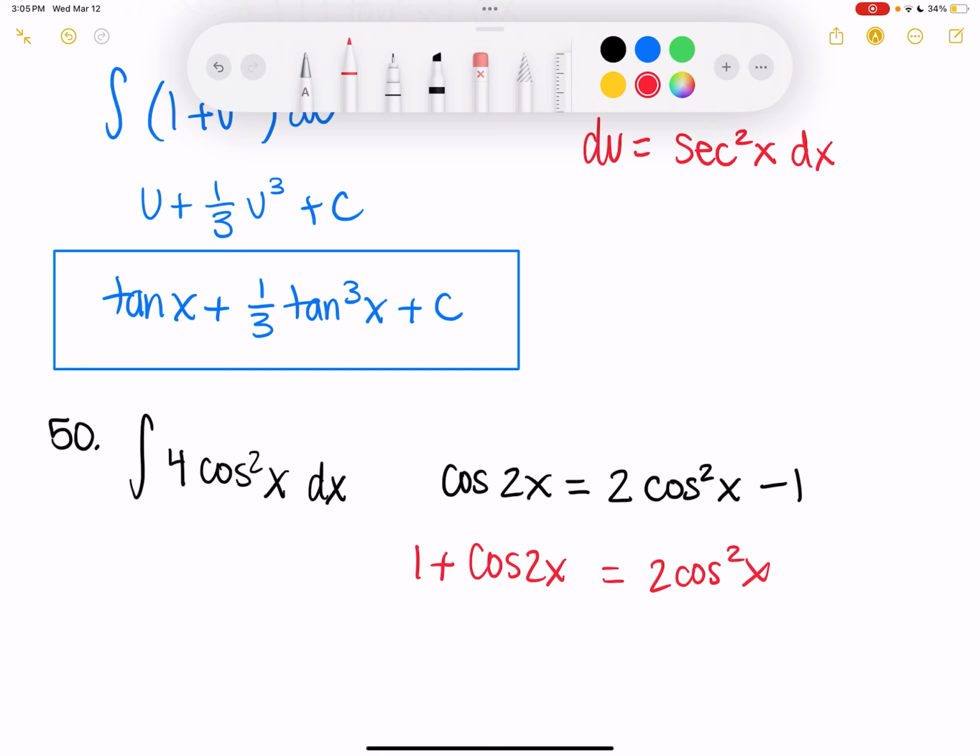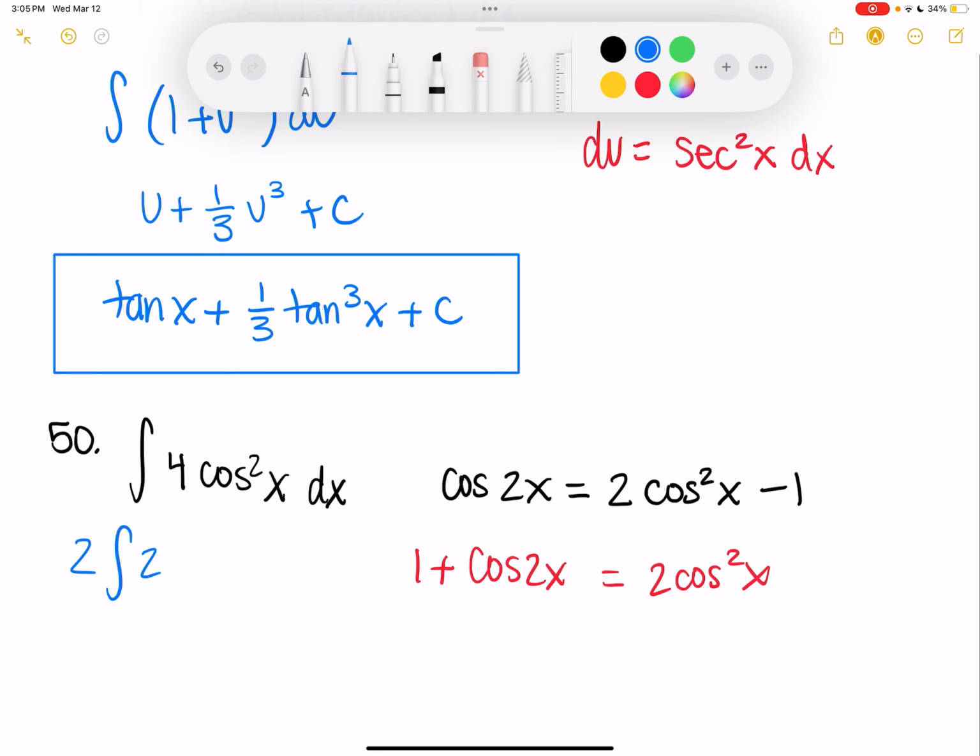Now, at this point, I can be done. Why? Because that 4 over there is a constant and you can take 2 of it out. So this will become 2 times the integral of 2 cosine squared of x dx.